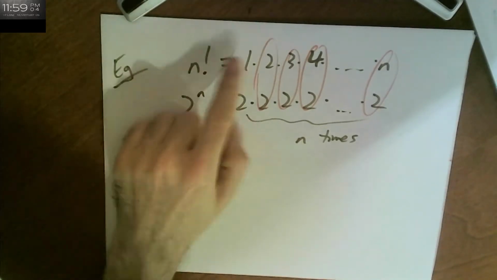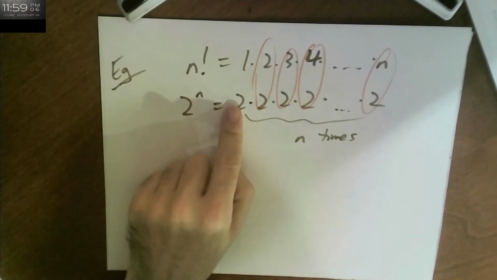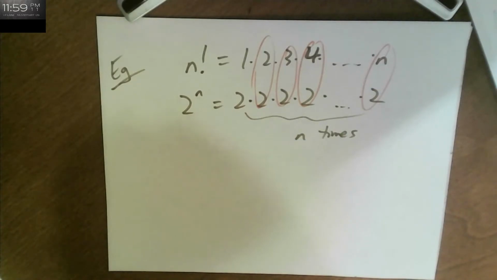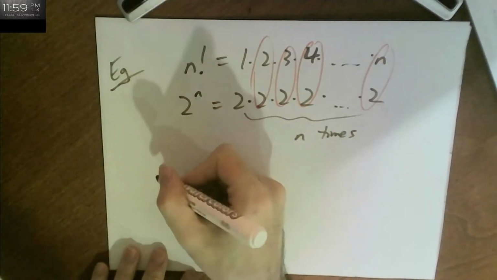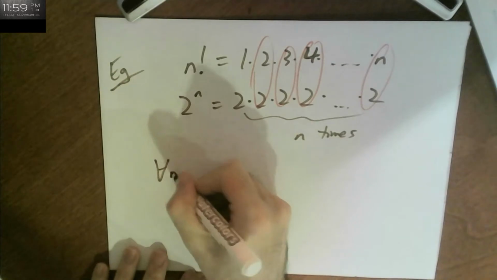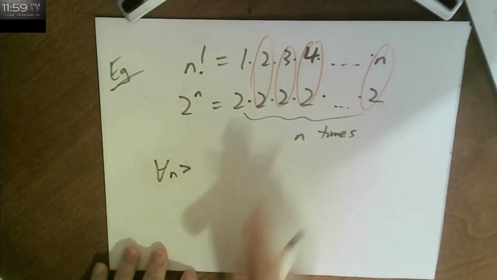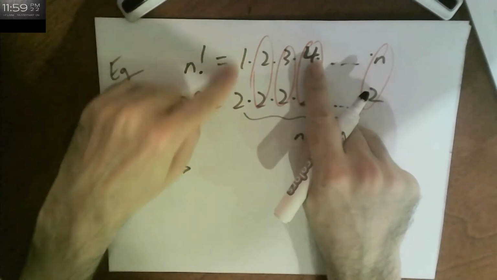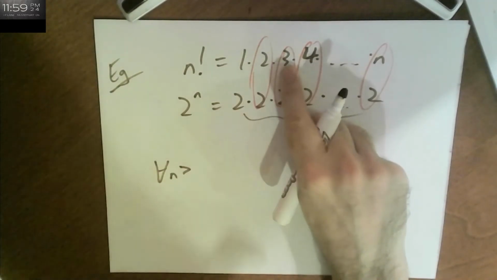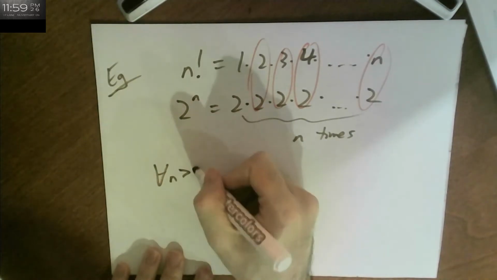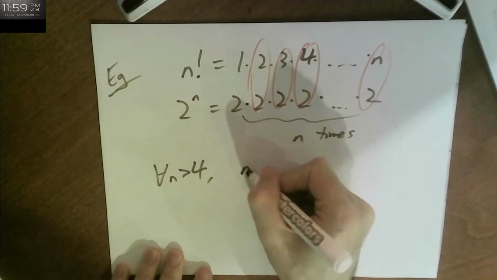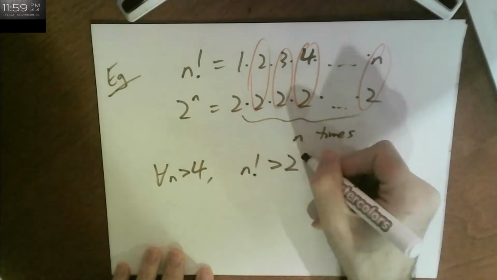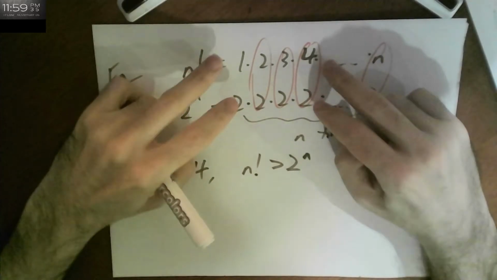With the exception of the very first term, every other term, the factorial piece is at least as large. And therefore I claim that for all n, that's at least 4. This 4 accounts for the extra 2, and the 3 is bigger than its partner. So as long as n's bigger than 4, n factorial is bigger than 2 to the n. Right? By the time I get to 4, it's now true.